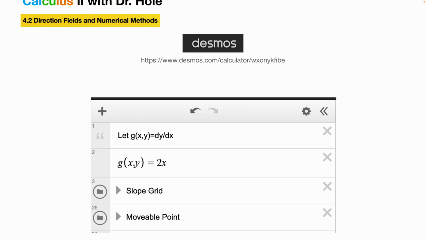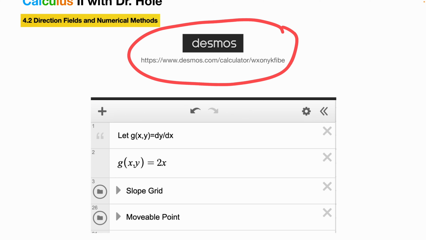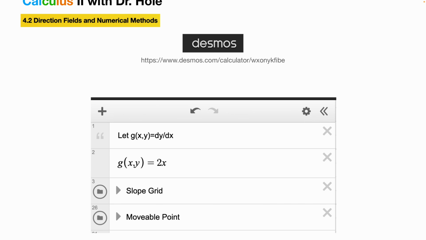Now, Desmos is very, very helpful, very, very friendly. Follow this link, and you'll see that you have different input fields already filled out. Take a look at this first one. It says a derivative of y with respect to x is set equal to some expression involving both x and y. In the second input field, we can dictate how we want to define that g of xy. And in the example, we're just going to take twice x for g.